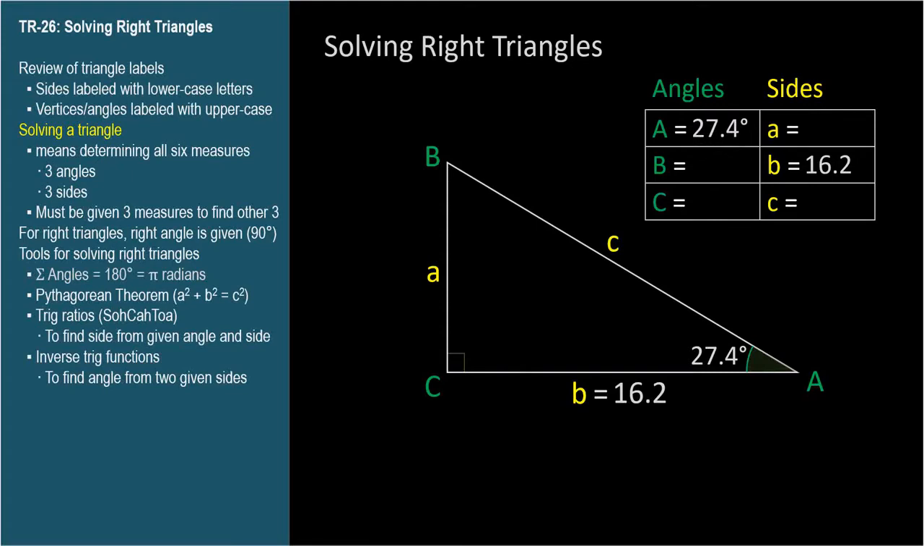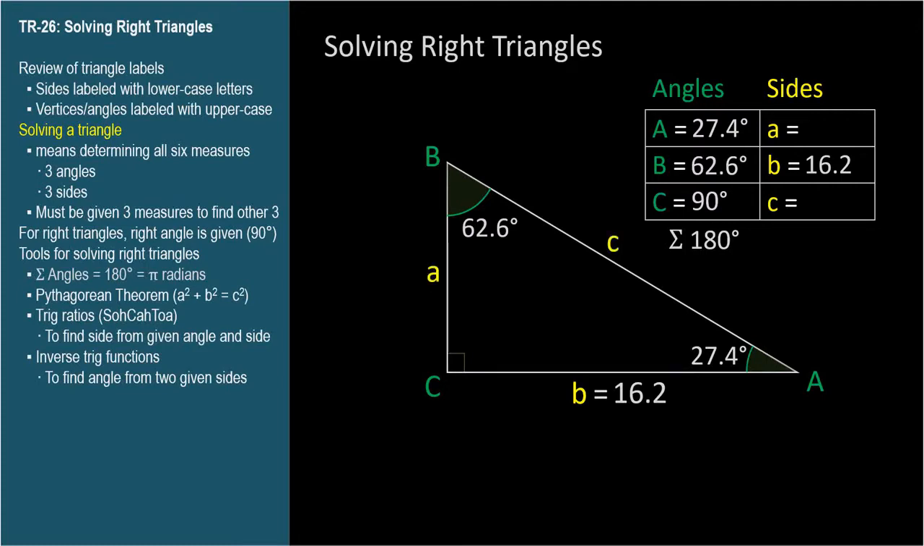Since the triangle is a right triangle, we also know the right angle, angle C, is 90 degrees, so we can add that. Now we need to figure out what's left. When solving any triangle, whether or not it's a right triangle, we always know that the interior angles add up to 180 degrees, or pi radians. So anytime you're given 2 angles, you can determine the third. I'll skip the math and simply note that for this triangle, angle B must be 62.6 degrees. We still need to find the lengths of side a and c.